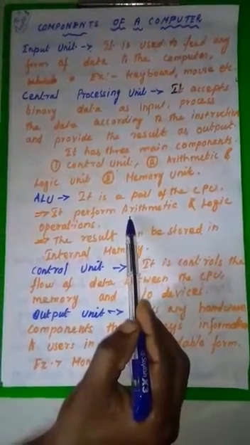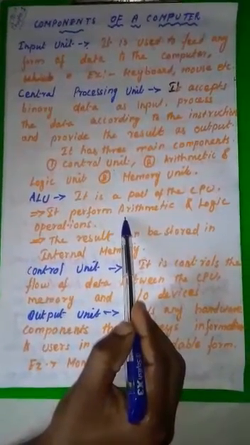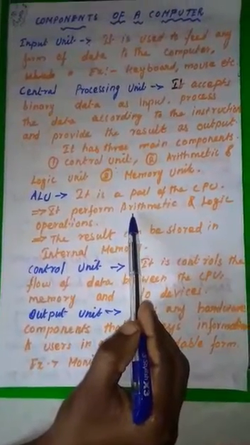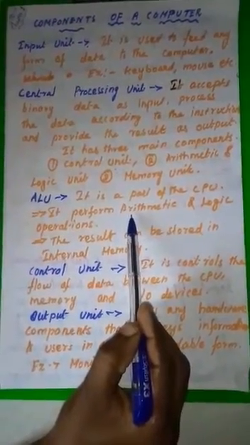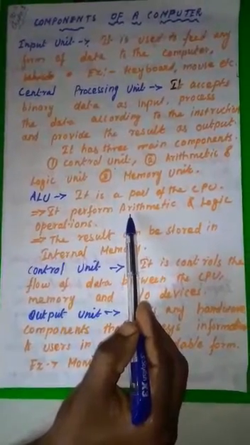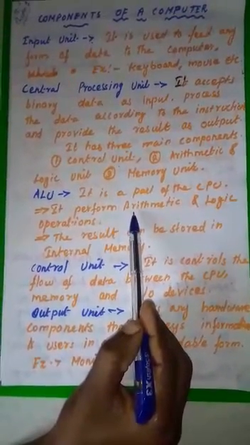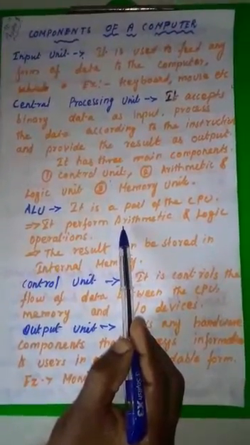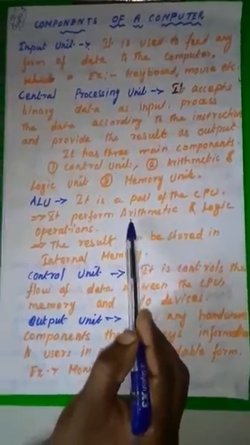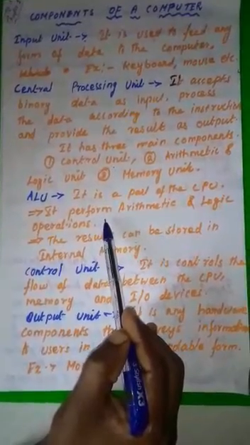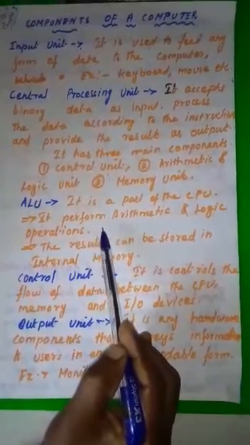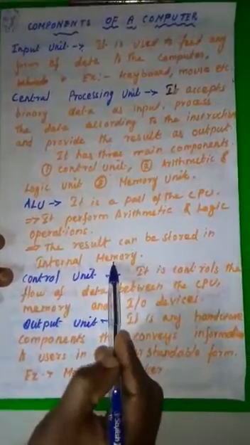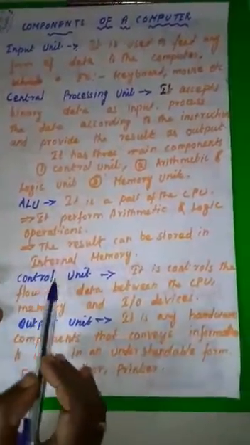Arithmetic operations means addition, subtraction, multiplication, division. Logical operations means logical expressions: true or false, greater than, less than. These are our logical operations. So the ALU performs arithmetic and logic operations. Then the result of the ALU can be stored in what place? Internal memory.